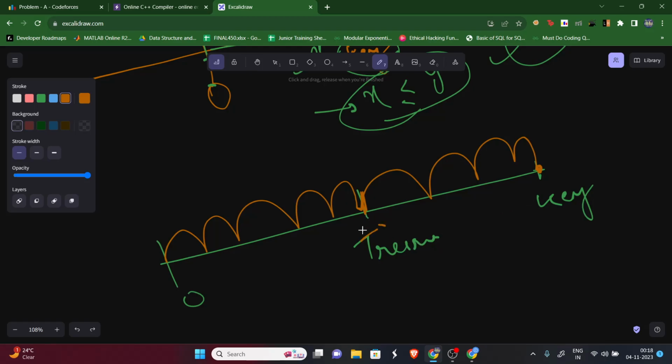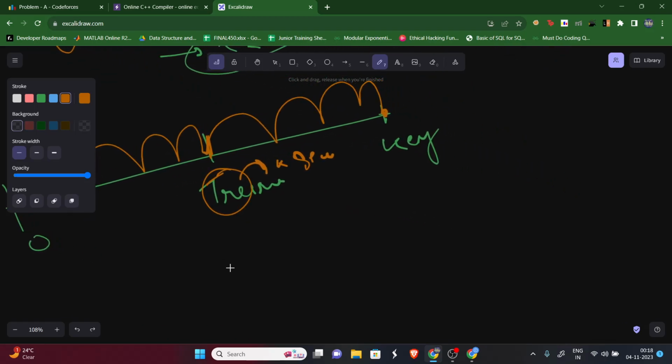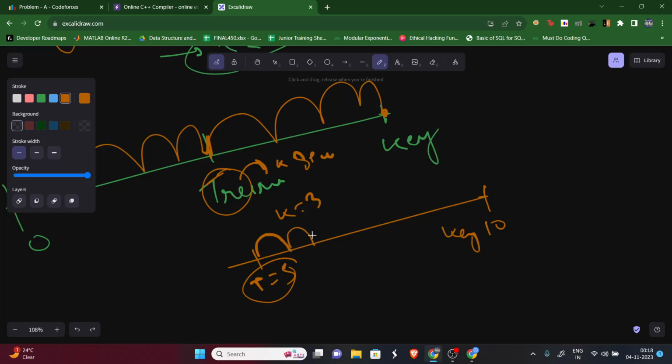We know that he can pick the treasure and can move at most for k seconds, right? So what does that mean? Let's say the treasure was at 5 and the key was at 10. He is at 10. And if k is 3, that means he can walk only for 3 seconds, taking the treasure with him. So he can reach 6, 7 and 8. Then these two he won't be able to reach. But if k was 30, then he would have been able to carry it till here.